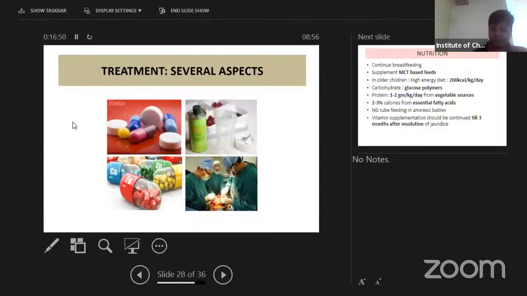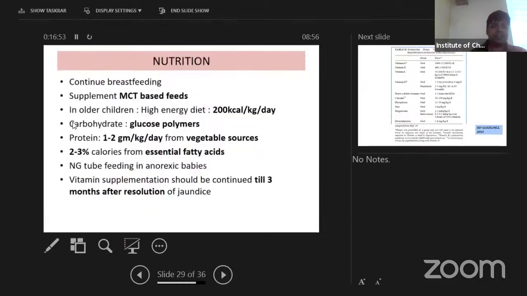Now the treatment. Nutrition: continue the breastfeeding. Supplement medium chain triglyceride based feed. In older children, higher energy diet, 200 kilocalories per kg per day. Carbohydrate: glucose polymers. Proteins in the dose of 1 to 2 grams per kg per day from vegetable sources. 2 to 3% calories from the essential fatty acids. Nasogastric tube feeding in anorexic babies.